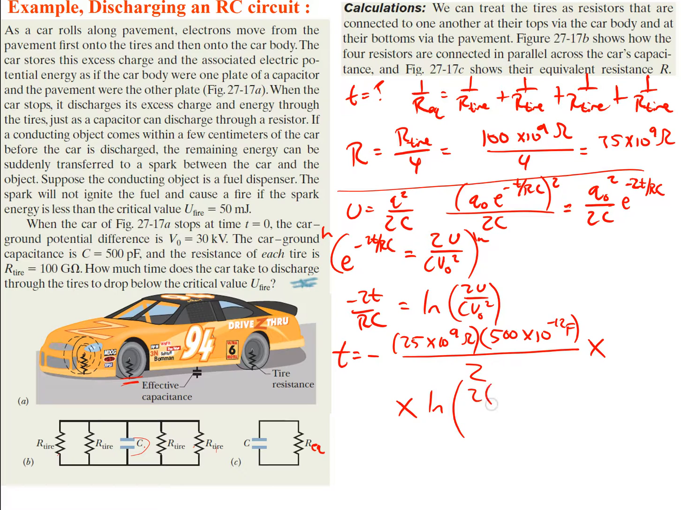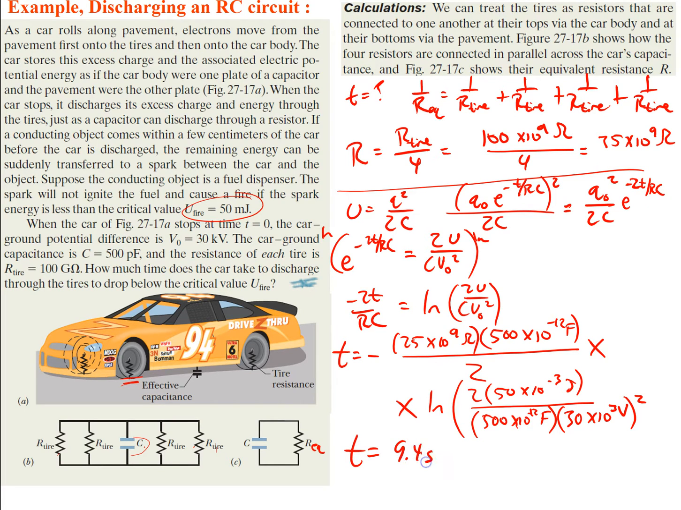So you have 2 times U, which is 50 times 10 to the negative 3 joules, because it was 50 millijoules as given here in the problem. This is their critical value. Divide by our capacitance again, which is 500 times 10 to the negative 12 farads. And then we just have our voltage left, which is 30 times 10 to the 3 volts squared. Plugging this into a calculator, we get our time to be 9.4 seconds. And there's our answer. And that concludes this chapter.